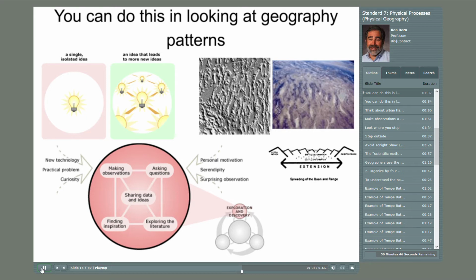So you get this idea, you see the pattern, and then you apply a new technology to look at the pattern. You might use seismic waves to look at fault boundaries, or you might measure whether or not the basin is dropping down. You continuously make observations, ask questions, share ideas, and explore what other people have learned about the basin and range in testing your hypothesis that it's from extension, that this great pattern on Earth's surface is from ripping apart the crust, pulling it apart.